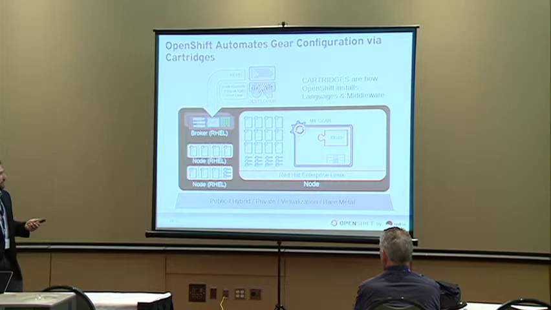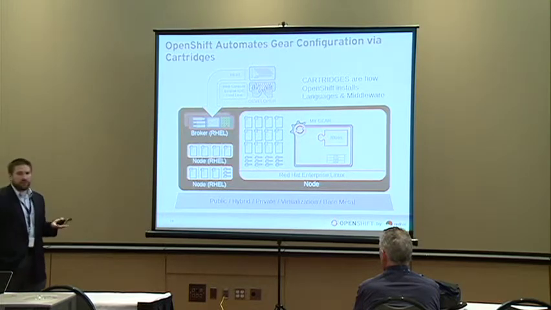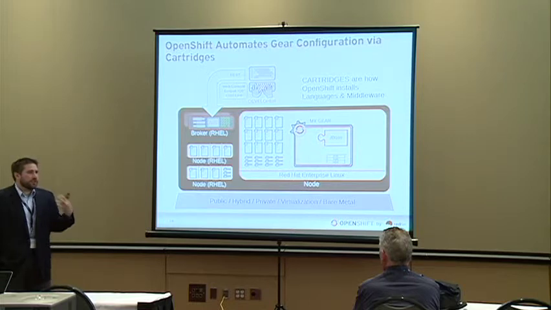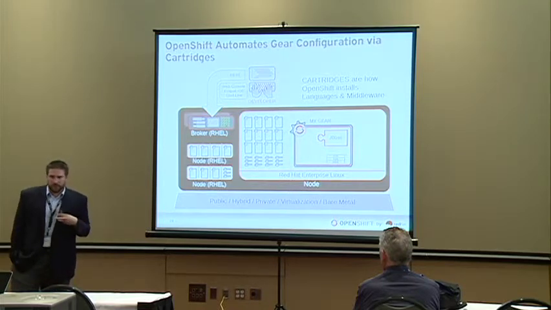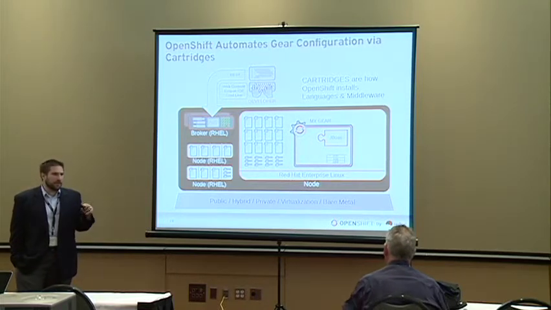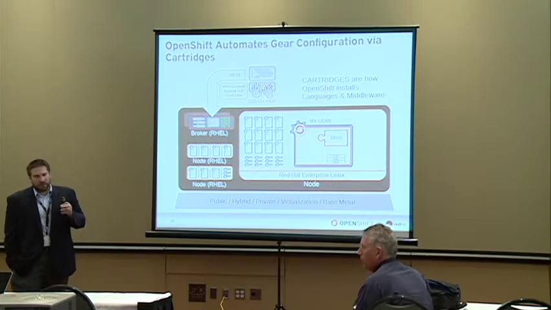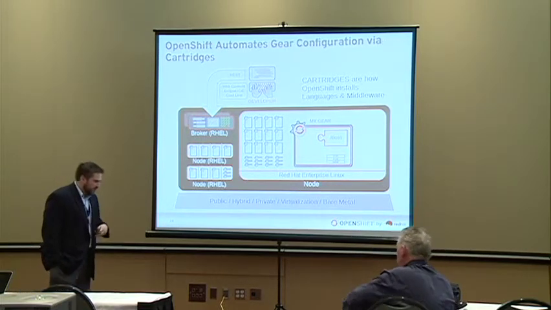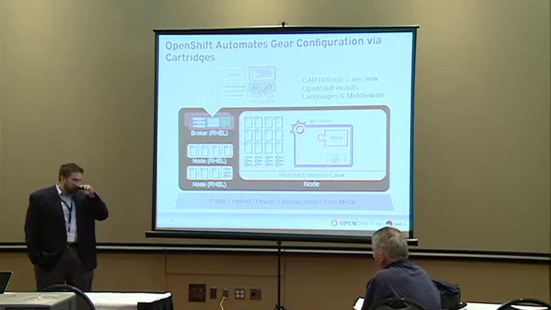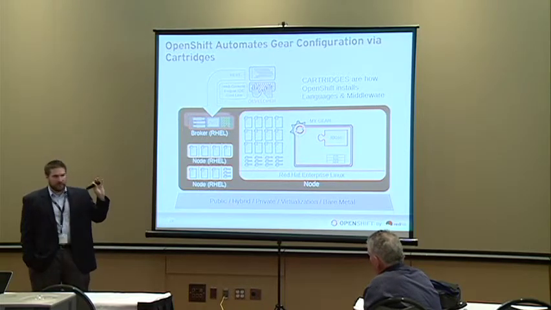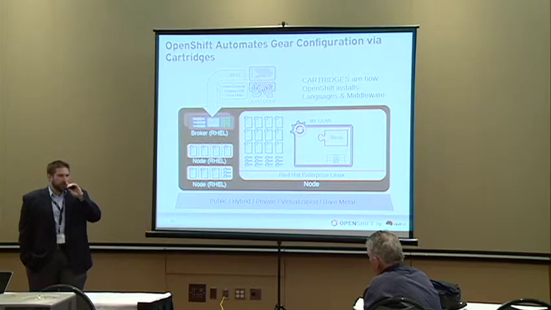As he's creating this application, his gear is being spun up that contains his application itself. The cartridges that he selects determine the type of middleware and the type of development language that he wants to work with. Now, there's a variety of different types of cartridges in OpenShift. OpenShift is targeted primarily towards open source development. So if you're doing things like Python, Ruby, Perl, PHP, you know, Django is big now, that stuff is all available for you with the latest iterations in cartridges running in OpenShift.